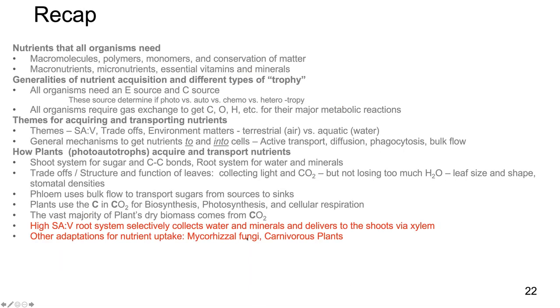Okay, so this is all the information we've covered up to this point. We've added on these two new points now: that having a high surface area to volume ratio root system selectively collects water and minerals and delivers them to the shoot systems via the xylem. And we've also talked about other adaptations for nutrient uptake, like mycorrhizal fungi and the evolution of carnivorous plants to get nitrogen and phosphorus. And so what we'll talk about next is plant growth and Liebig's law of the minimum.